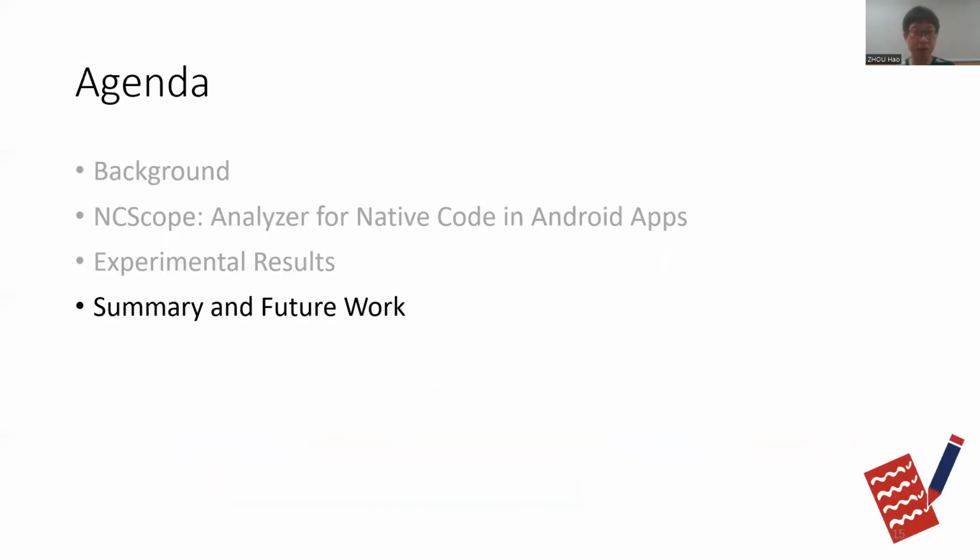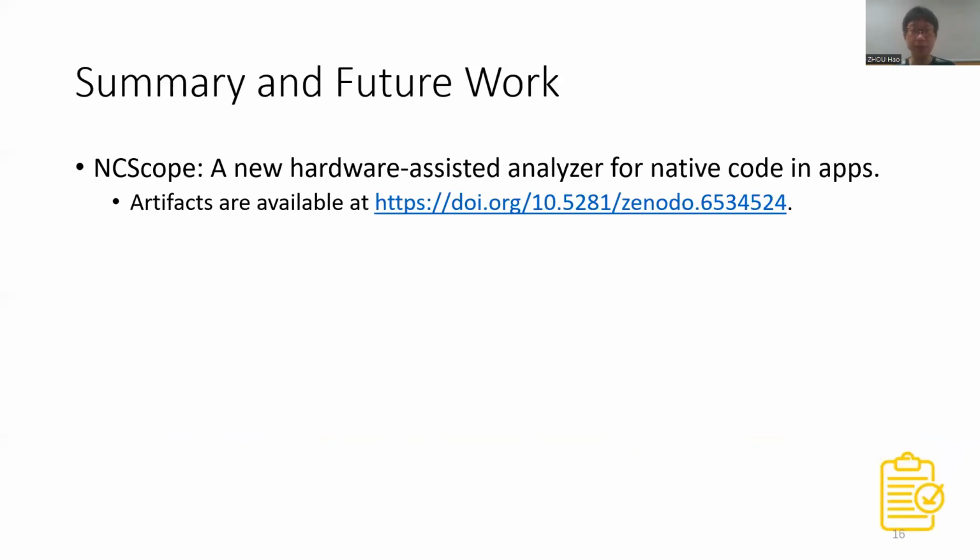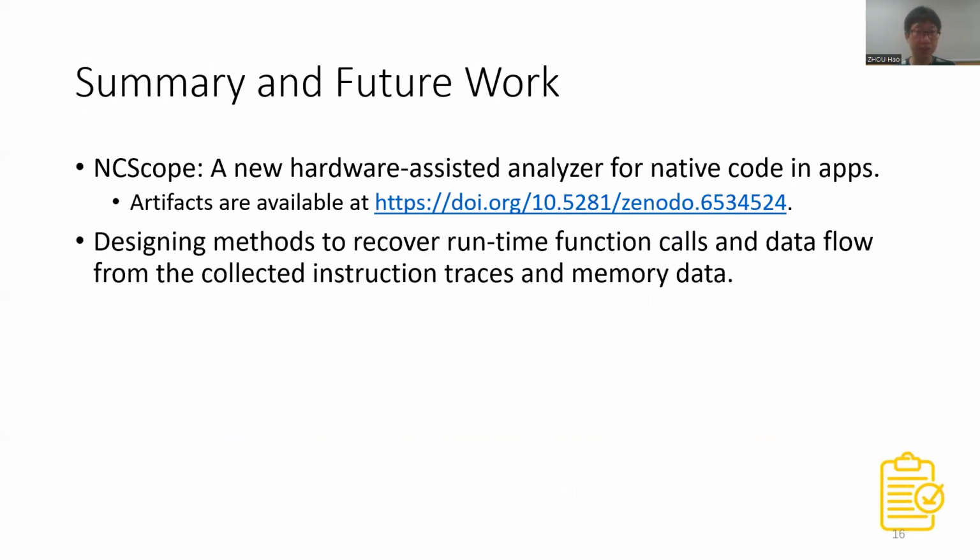At last, I will summarize our work. In this work, we propose NCScope, a new hardware-assisted analyzer for native code in apps. We design methods for NCScope to detect self-protection and anti-analysis methods and diagnose memory corruption bugs in native code by recovering runtime function calls and data flow from the collected instruction traces and memory data.